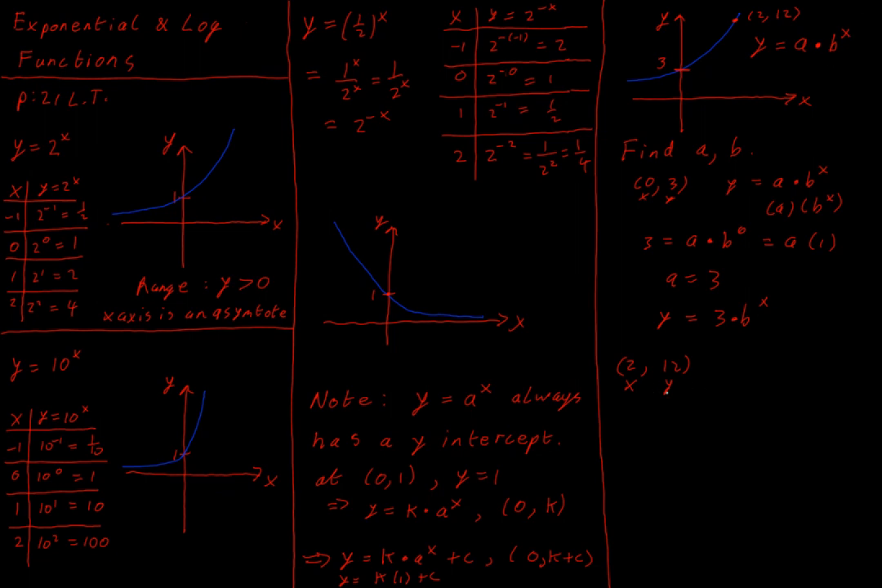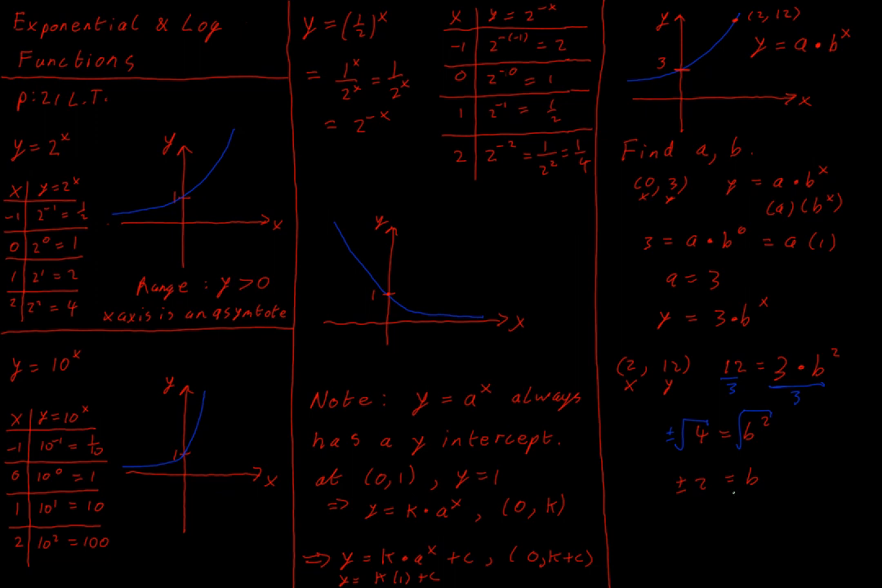So let's sub in here. Again, any point on the curve must solve the equation. So it must solve this equation. So 12 is equal to 3 dot b to the power of 2. Then we rearrange to get the variable by itself. We get 4 is equal to b squared. Then take the square root of both sides. So we have plus or minus 2 is equal to b.